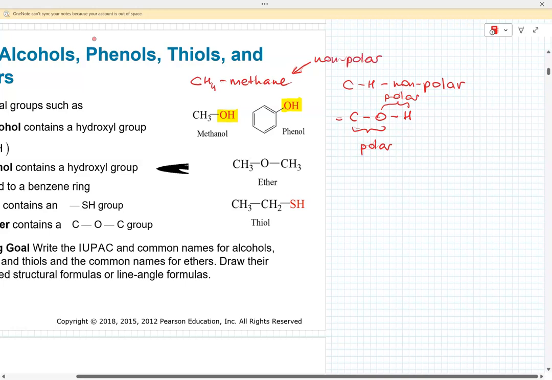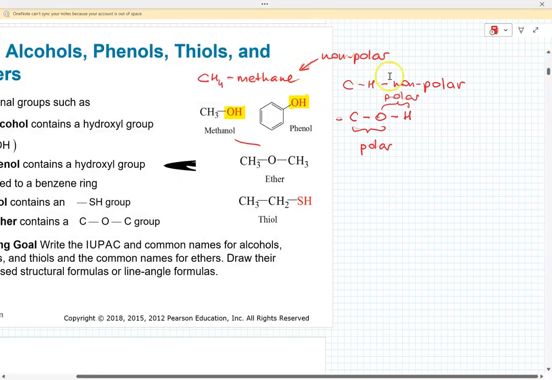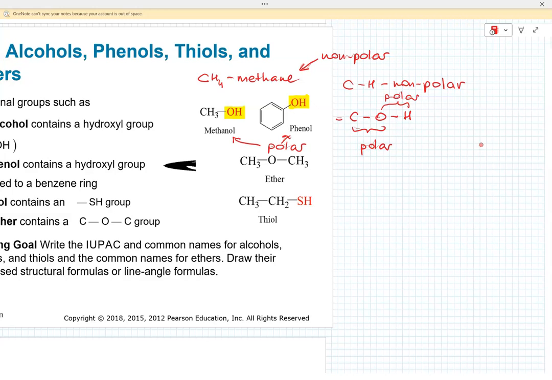When you start looking at methanol or phenol, they are strongly polar. Does that make sense? Methanol can be easily dissolved in water. Phenol, not that easily, but can also be dissolved in water. Okay?